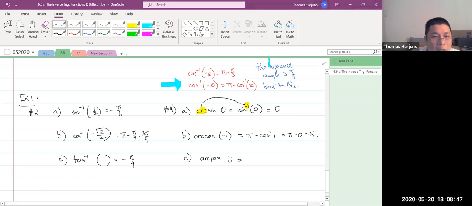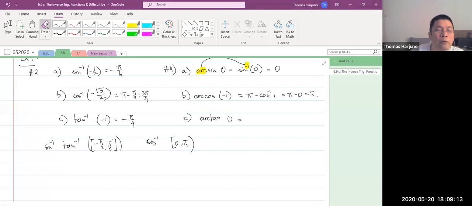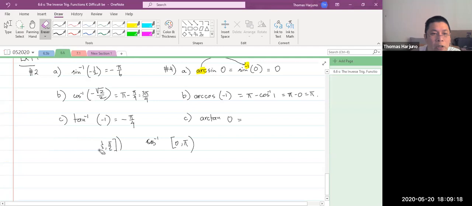The mindset of what? That sine inverse and tangent inverse have that range from negative pi over 2 to pi over 2, with parentheses, whilst cosine inverse has that range from 0 to pi. We still get used to it. I don't expect you to be super good right away on the first day, the first time you see this, in the first hour. No, I don't think so. That's too much to expect.